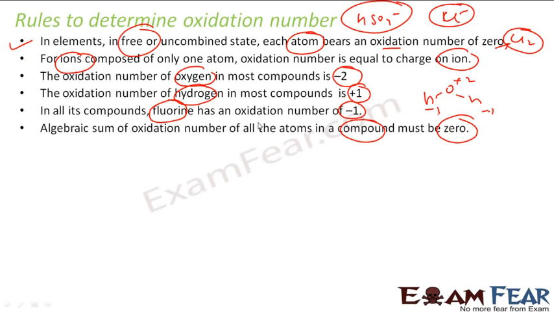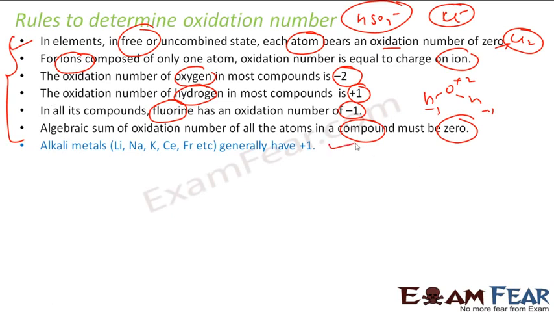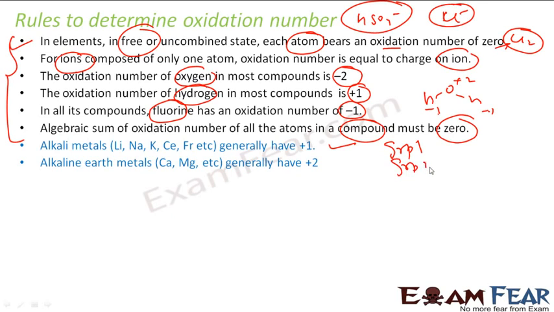Also, if you are not able to find the oxidation number using these basic rules, you can apply these additional rules, but only if you are not able to find it using the basic rules. So for alkali metals, it's generally +1. Alkaline earth metals like calcium and magnesium are group 2. Group 1 is +1. Group 2 is +2. And for group 13, it is +3. But generally with this information, you should be able to find the oxidation number. We'll take a lot of examples.